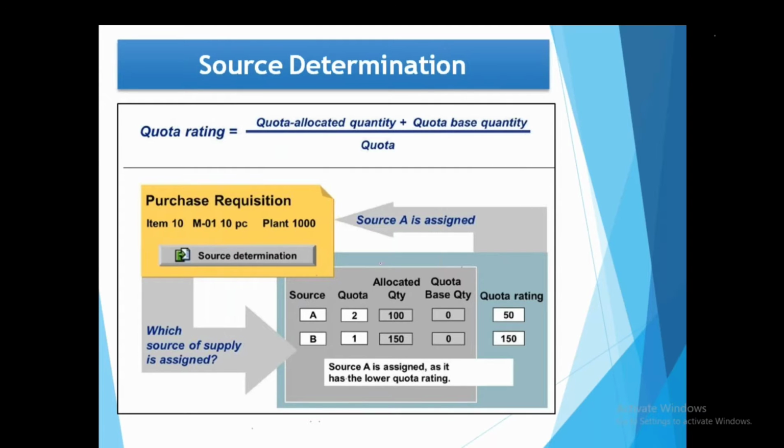Okay, so the formula is like this. System will calculate the quota rating. Quota rating will be calculated by this formula: quota allocated quantity plus quota base quantity, divided by quota. Quota is nothing but percentage. So using this formula, system will calculate the quota rating.